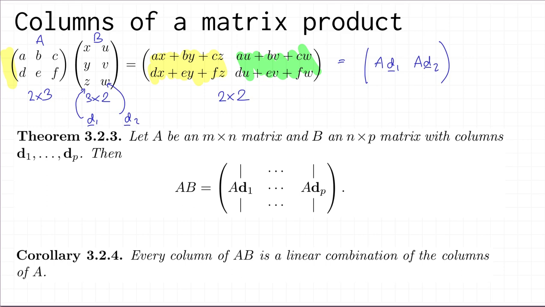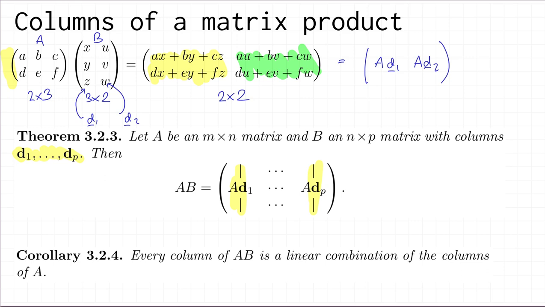So in general, what this argument shows is that if you multiply an m by n matrix A into an n by p matrix B, and if you call the columns of B D1, D2, D3 up to Dp, then A times B is the matrix whose first column is obtained by multiplying A into the first column of B, and whose second column is obtained by multiplying A into the second column of B, and so on. And then the last column will be obtained by multiplying A into the last column of B.